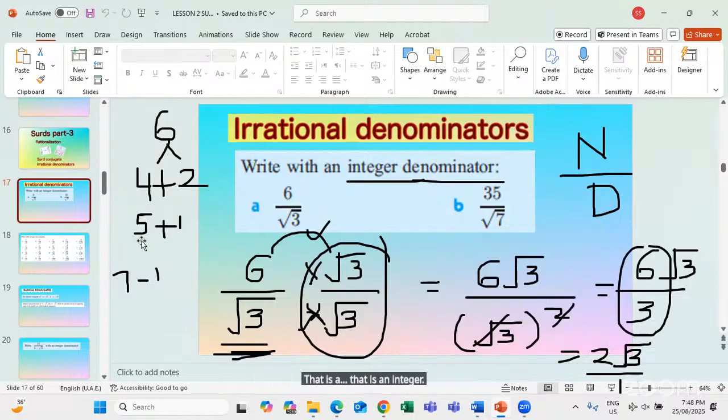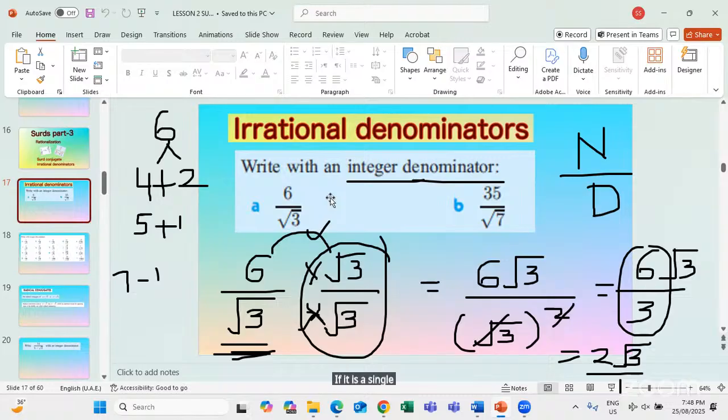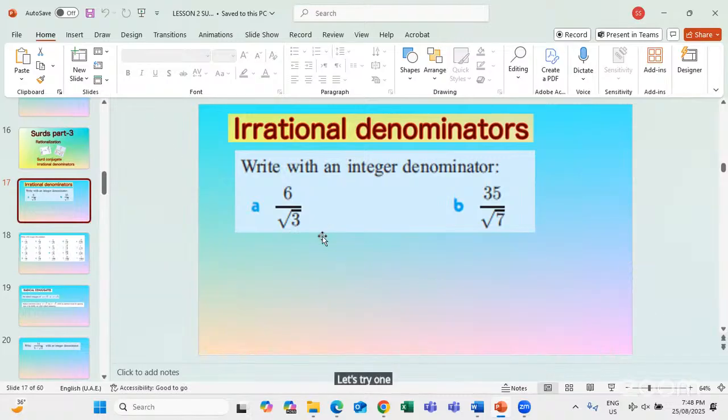Clear? So what you need to do is rationalize the denominator. If it is a single term, you multiply by the same and divide by the same. Let's try one more question. So we have here 35 over root 7.